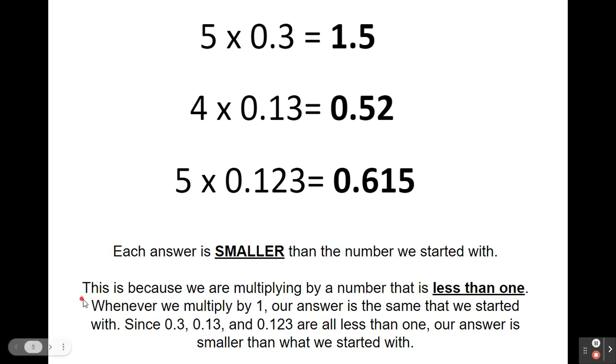This is because we're multiplying by a number that is less than 1. Each of these second factors is smaller than 1. Whenever we're multiplying by 1, our answer is the same as what we started with. But since we're multiplying by a number that's smaller than 1, our answer is going to be smaller than the number we started with.